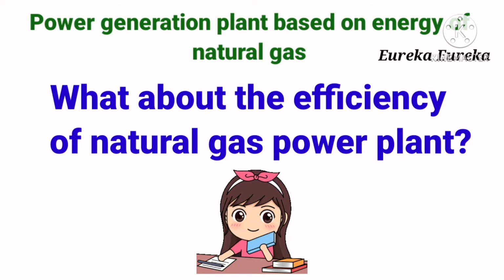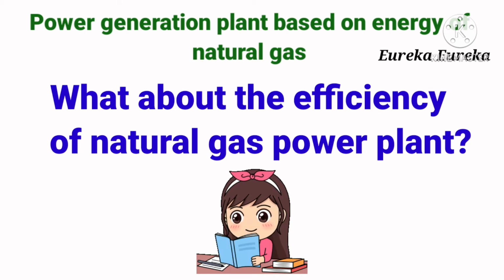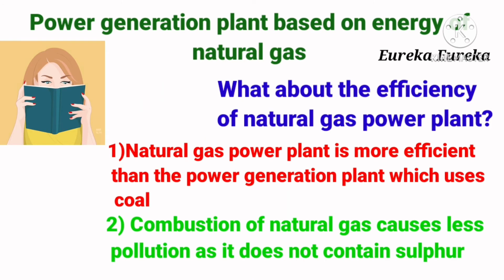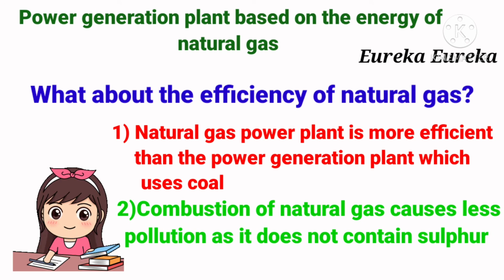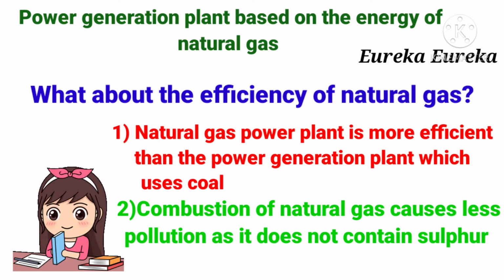But I have a doubt here. What about the efficiency of this type of power generation plant? Yes, of course. The efficiency of a power plant which uses natural gas as an energy source is higher than that of a power plant which uses coal as an energy source. Secondly, natural gas does not contain sulphur, and therefore burning of natural gas results in less pollution. Thank you, Leena, for the point-wise answer which you have given here.